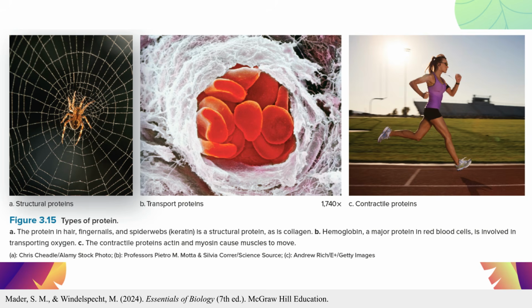Transport proteins move substances within the body or across cell membranes, such as hemoglobin, which carries oxygen in the blood, and membrane transport proteins that regulate the movement of ions and nutrients. Structural proteins provide strength and support to cells and tissues, including collagen in connective tissues and keratin in hair, nails, and skin. Contractile proteins, such as actin and myosin, enable movement by allowing muscles to contract and produce body motion.